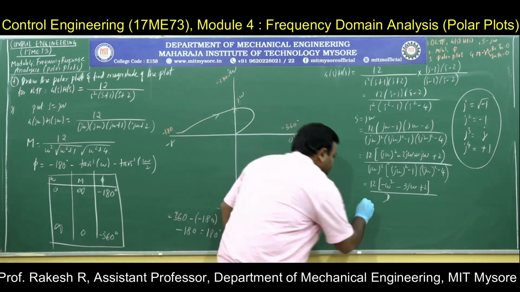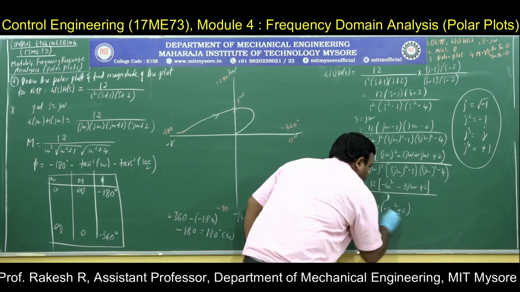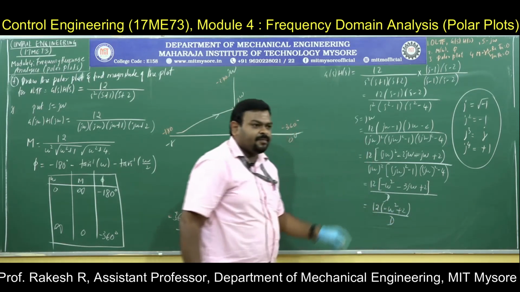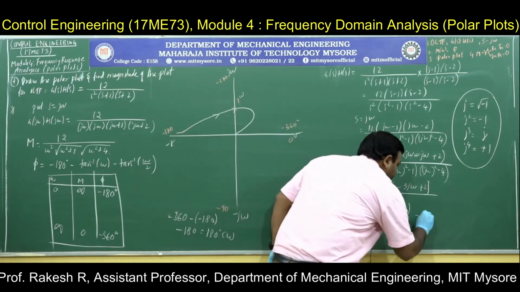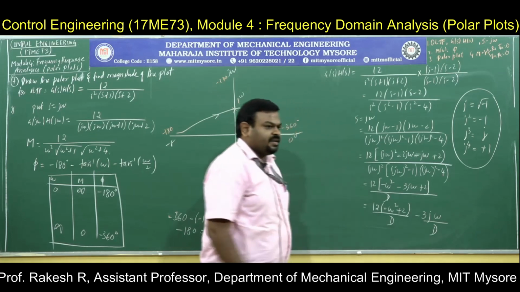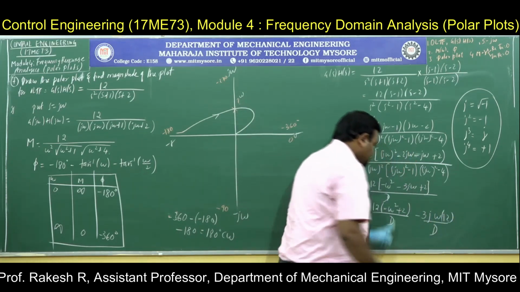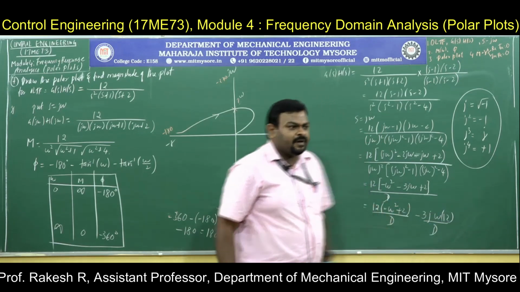What is the real part here? The real part is 12 into (minus ω square plus 2) divided by the denominator. What is the imaginary part? Minus 3jω divided by the same denominator. Again here 12 is also reflected. This is the real part and this is the imaginary part.